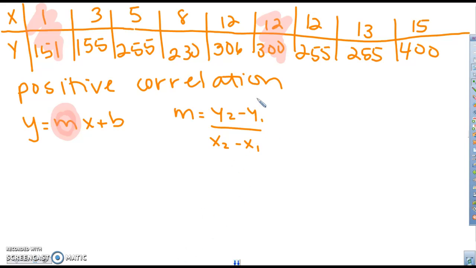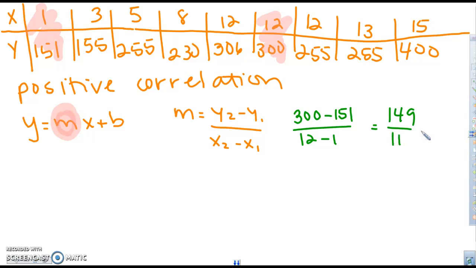So if I go ahead and plug in those numbers, I have 300 minus 151 over 12 minus 1, which would give me 149 over 11. That is not a really nice fraction, so I'm going to approximate it to a decimal. So that is approximately 13.5. Okay? So now I know that's my m. And I have y equals 13.5x plus b.